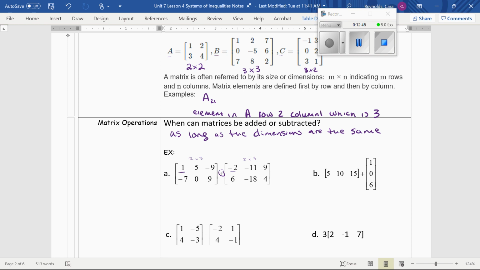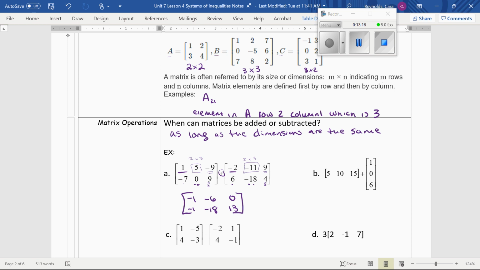And so 1 plus -2 gives us -1. 5 plus -11 is -6. -9 and +9 is 0. All right, and we go through the second row as well. -7 plus 6 is -1. 0 plus 18 is 18. And 9 plus 4 is 13. And so that would be your answer matrix.